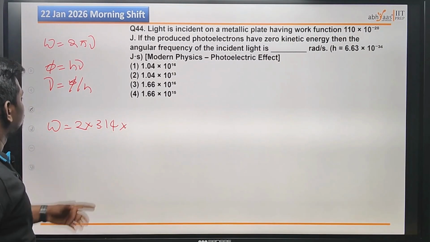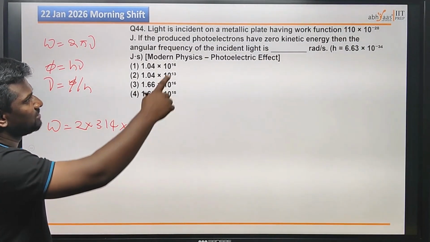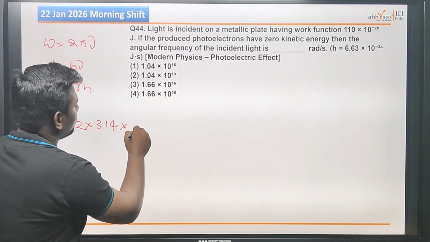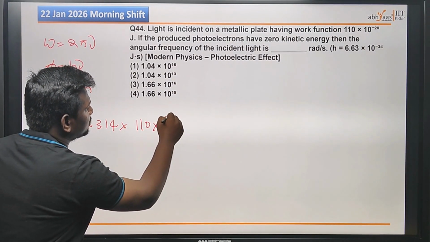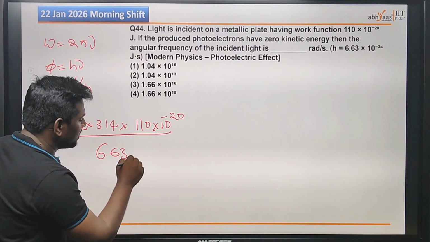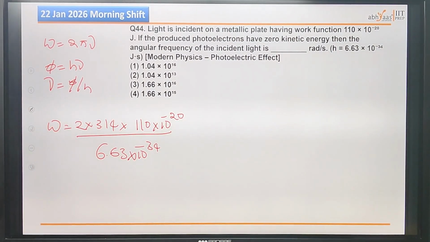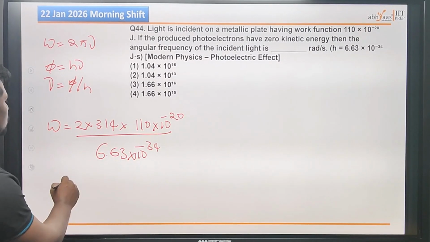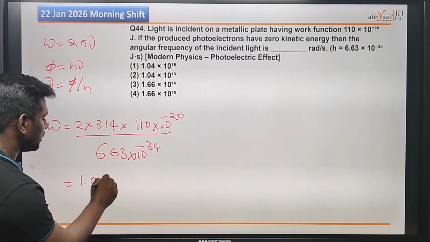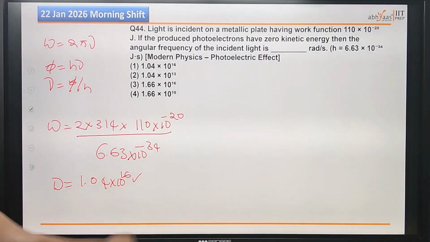3.14, that is 2 pi. What is the frequency? Phi by h. What is phi? They have given the work function phi as 110 into 10 to the power minus 20, divided by h. What is h? 6.63 into 10 to the power minus 34. So see here, if you solve this, you will get the answer 1.04 into 10 to the power 16. Option 1 is the right answer.